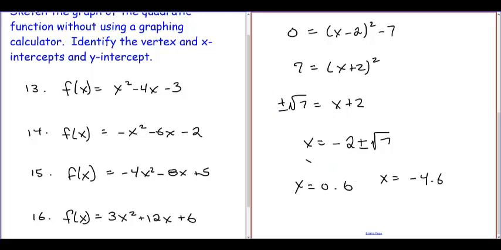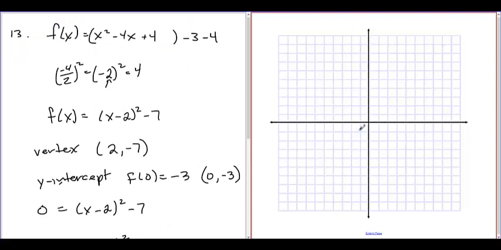Okay, well, I think we have everything we need now. So here is our graph paper. We'll go from negative 10 to positive 10, negative 10 to positive 10, and the vertex is at 2, negative 7. Something doesn't seem quite right. Is that right?